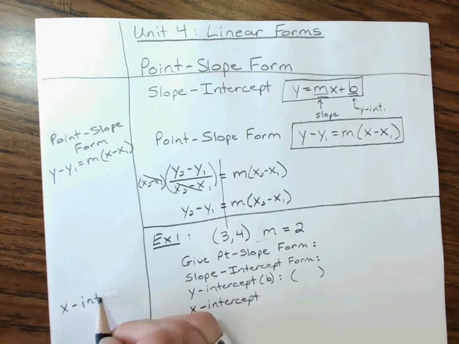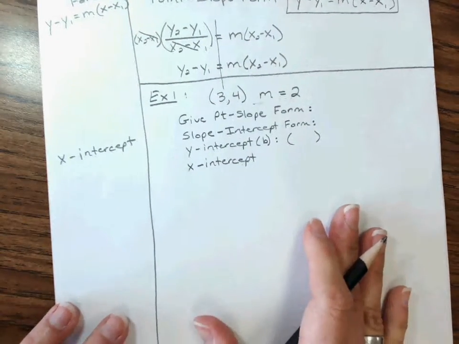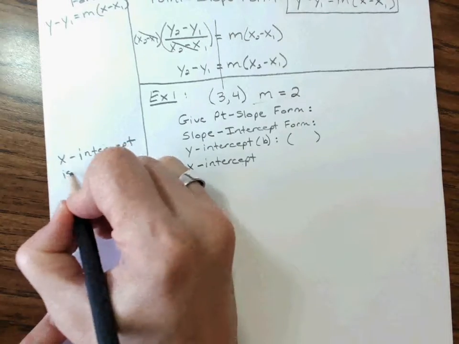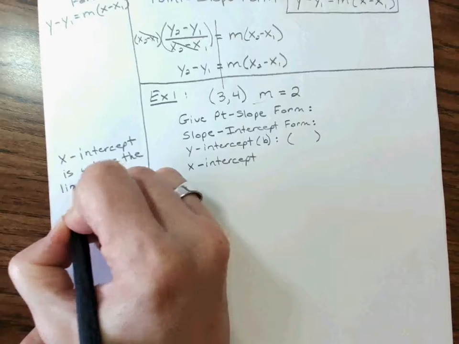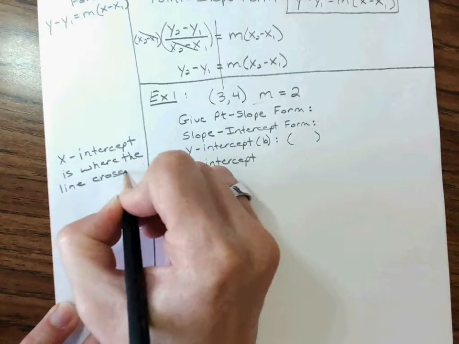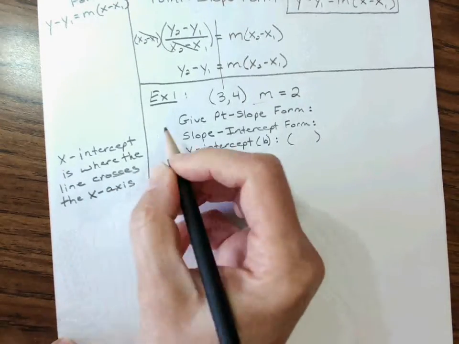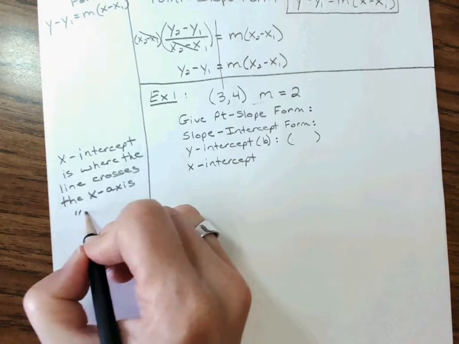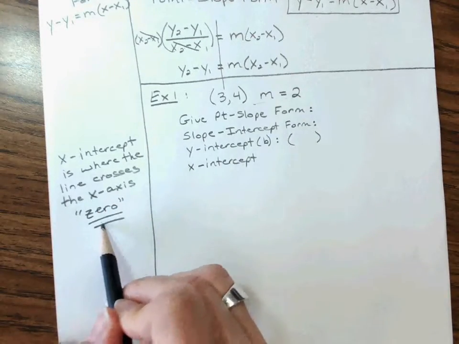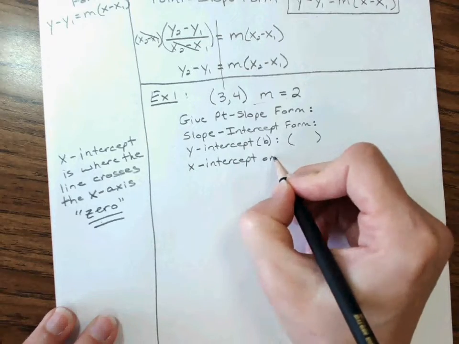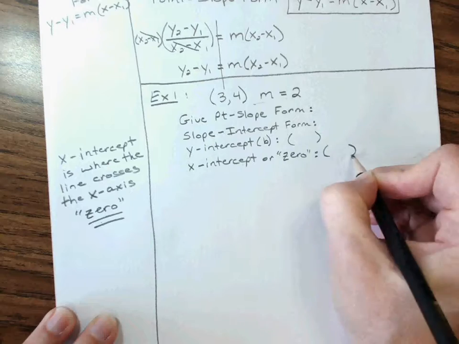So my x-intercept is where the line crosses the x-axis. Okay, it is also called the zero. So new vocabulary right there. So the x-intercept or zero, we're going to find that as a point as well.